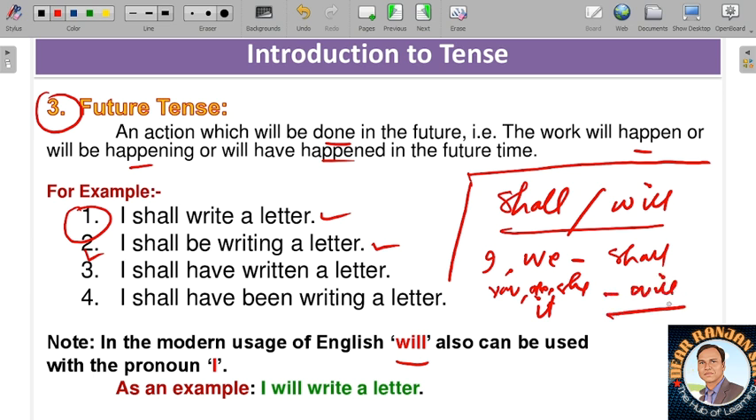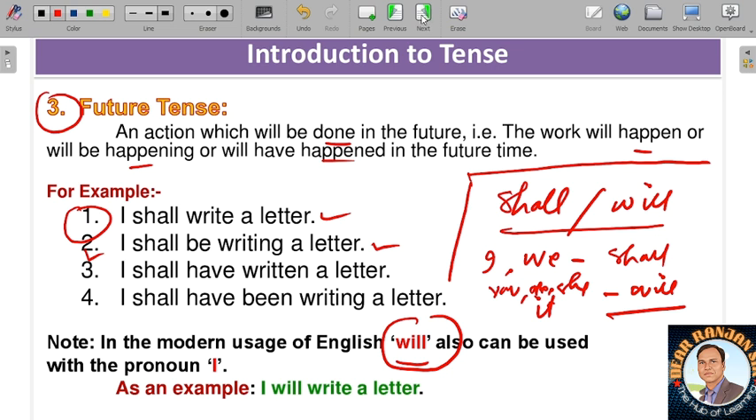This is the grammatical rule, but in modern English usage, we can use will for everything. We can use will with all the subjects. There is nothing wrong in that.